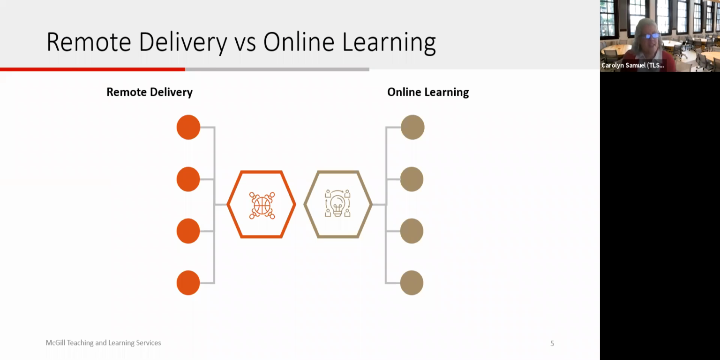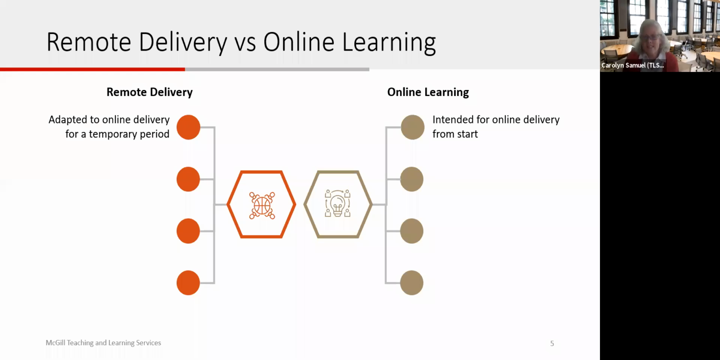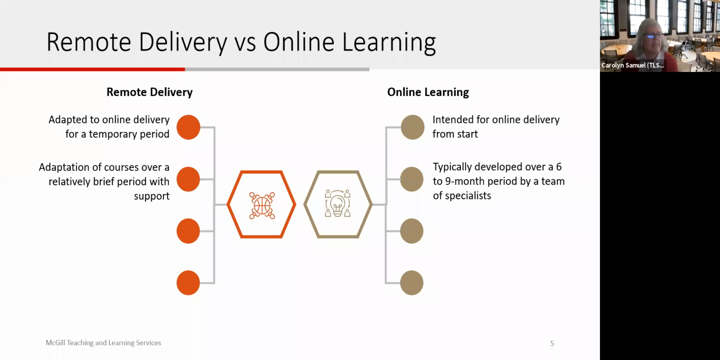Let's begin with the context, and this is the big one. This is different now. Remote delivery, what's different with that and online learning? Well, there are a few differences. So in our remote delivery context, we're adapting, and we can't repeat that often enough. We are adapting what we did before for a temporary period, in contrast to online learning, which is intended for online delivery right from the start. The adaptation of courses over a relatively brief period with support, that's our context.